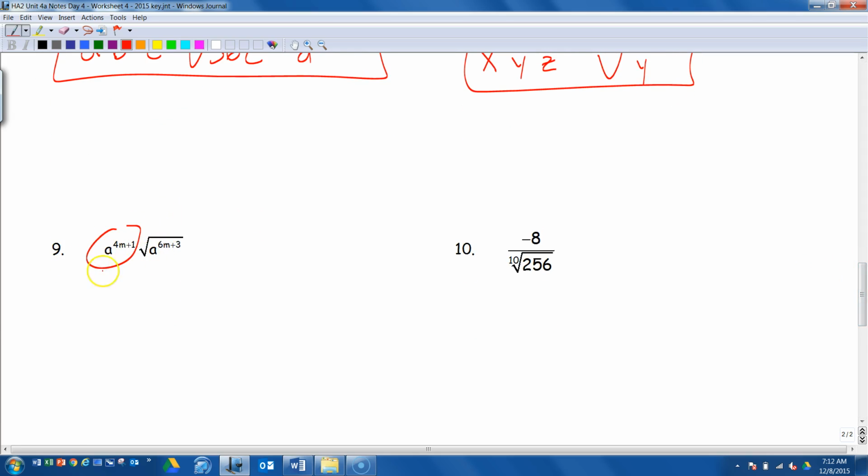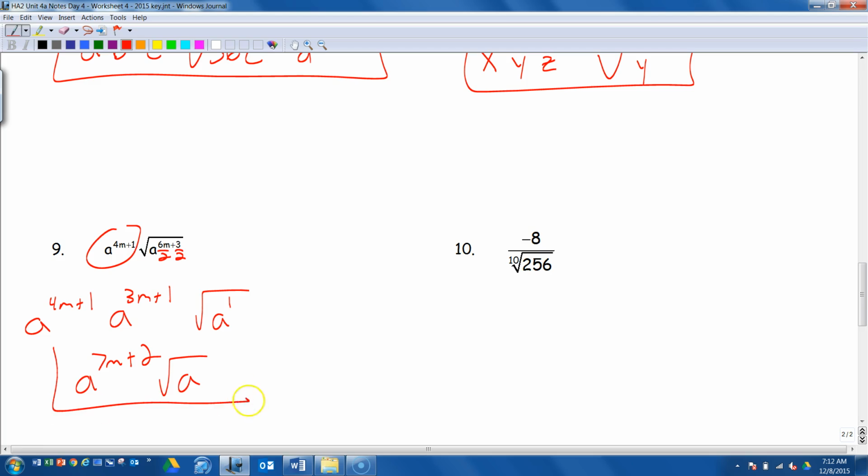We'll deal with this in a second. First, let's just divide these both by 2. I get a to the 3m plus 1. I still have a to the 4m plus 1. And then I still have the square root of a to the 1st underneath it, because this doesn't divide nicely. Combine these two bases and we get a to the 7m plus 2 by adding exponents. And then we have the square root of a.